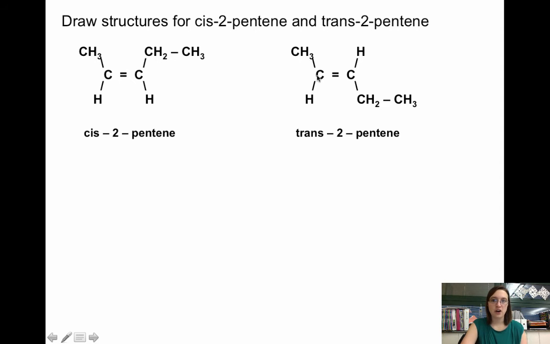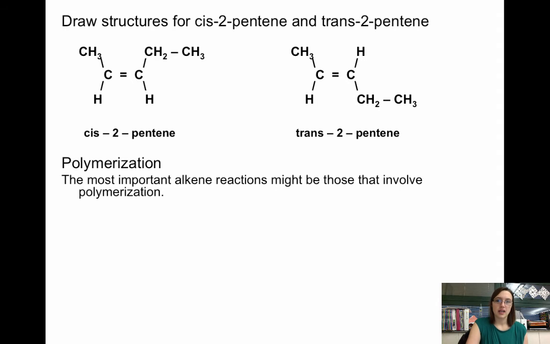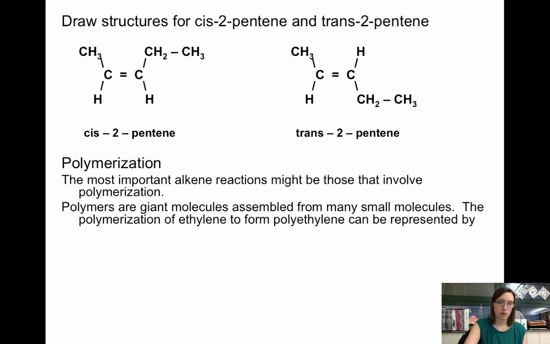It's still 5 carbons with the double bond between the second and third carbons, but it's all about the location of the double bond. Now, the most important alkene reaction that you will see, and the reason that we're not getting into a lot of reactions, is polymerization, because it is so important.